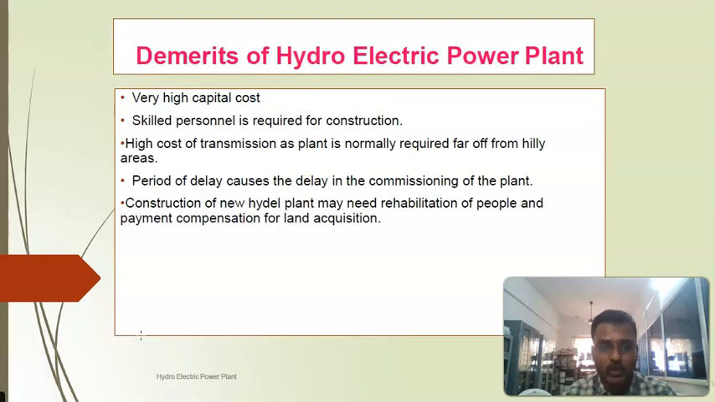Demerits: very high capital cost, skilled labour is required, high cost of transmission, and long periods of delay in the commissioning and construction of new hydel plants, with rehabilitation of the people and payment of compensation.